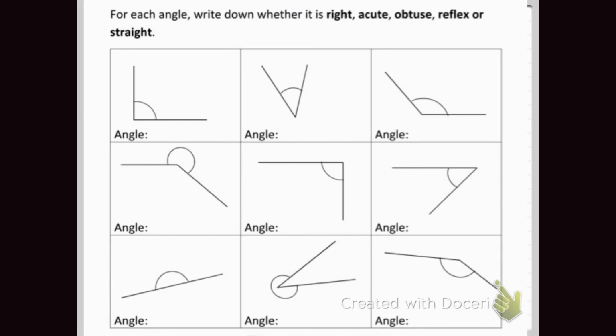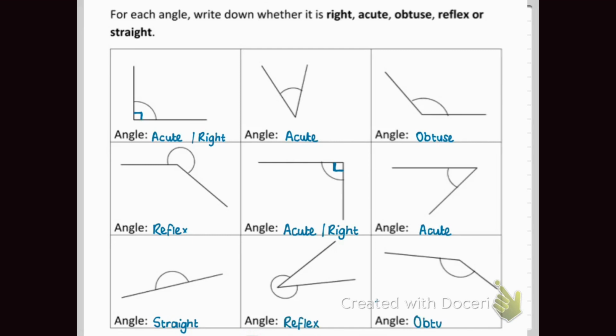Okay, so here are the answers. For the first answer, we would have said that it's an acute angle. If they gave us that block, we would have said it's a right angle. Second one is an acute angle. Third one is an obtuse angle. Fourth one is a reflex angle. Then we have an acute angle, or if they give us the 90 degree block, we would say it's a right angle. Then it's another acute angle. This we call a straight angle because it's equal to 180 degrees. Then we've got another reflex angle, and lastly we've got an obtuse angle.